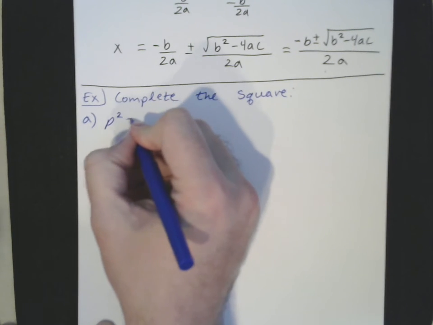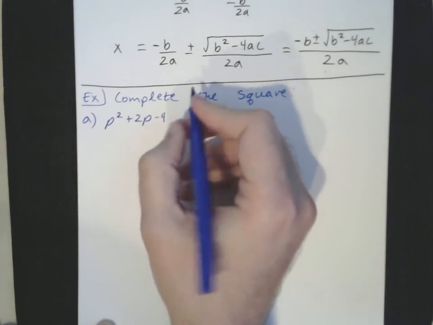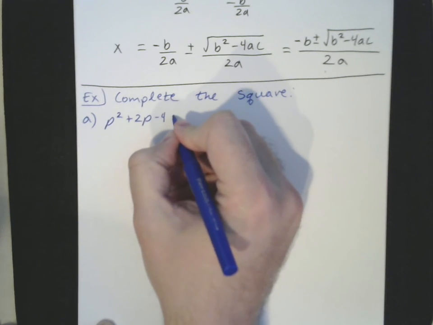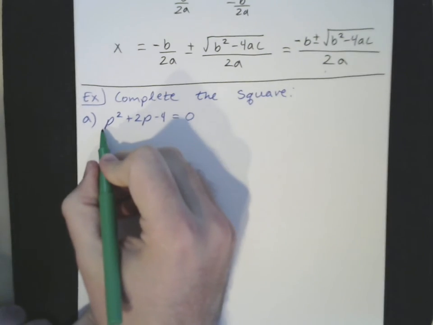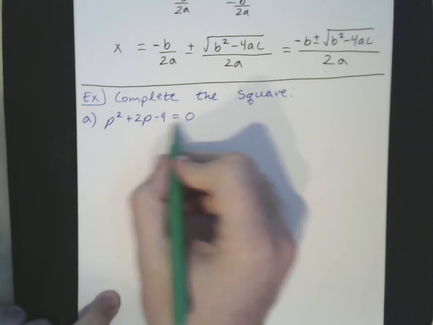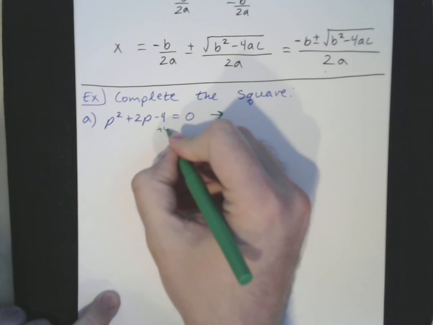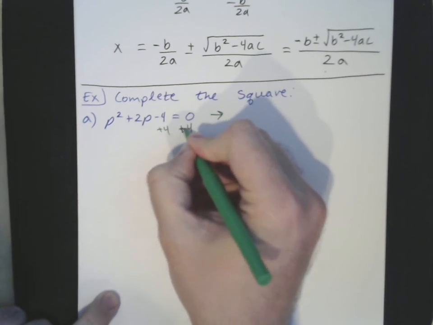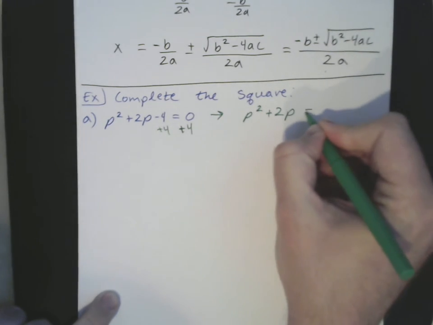Let's say we have p squared plus 2p minus 4 equals 0. So the first thing we do, step 1, divide out by a. Well, in this case, a is 1, so we're already there. So we can move on to step 2, adding the 4 over. And we get p squared plus 2p equals 4.